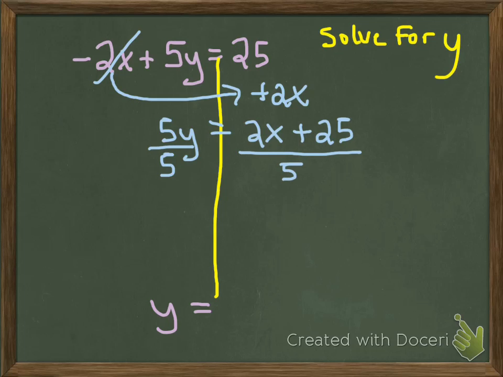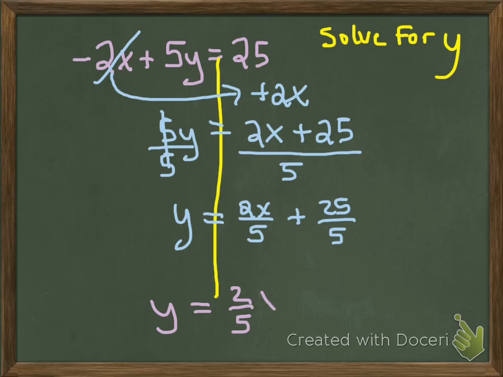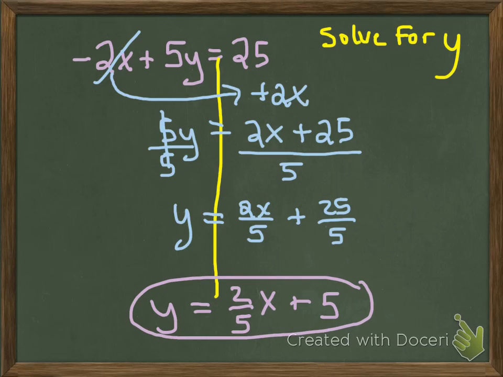Which then means I'm left with 5 divided by 5 to cancel. And I get y equals, and I'm going to break this up into two separate division problems. I'm going to do 2x divided by 5 plus 25 divided by 5. 2 divided by 5 is a decimal, but I don't really care about turning it into a decimal. I'm going to leave it as 2/5, like a fraction. So I have 2/5 x plus 25 divided by 5 is 5. And now I've got my answer. And I can leave it just like that.